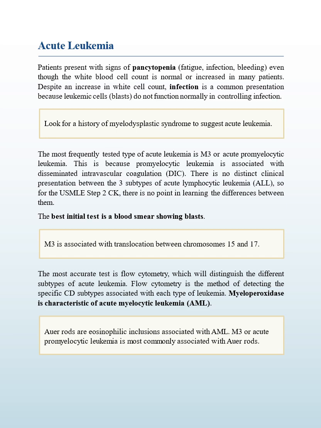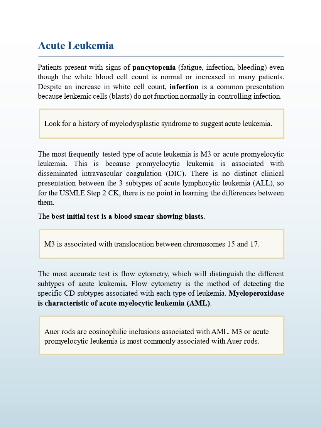The most frequently tested type of acute leukemia is M3, or acute promyelocytic leukemia. This is because promyelocytic leukemia is associated with DIC, or disseminated intravascular coagulation. There is no distinct clinical presentation between the 3 subtypes of acute lymphocytic leukemia, ALL. So there is no point in learning the differences between them.